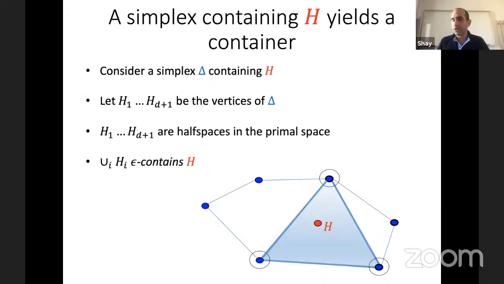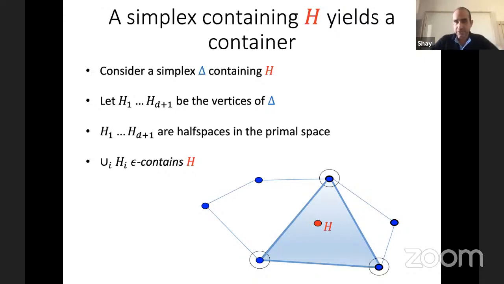And here is now where the dual Carathéodory theorem kicks in. So we have the input half space H. It is a point in the dual space. It is a point inside this polytope in the dual space. And because of Carathéodory's theorem, we know that this point belongs to a sub-simplex of the polytope, right? So the input half space is a convex combination of at most d plus one half spaces in this polytope that are vertices of this polytope.